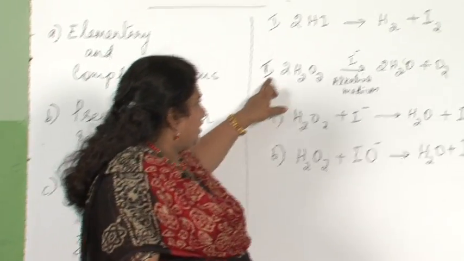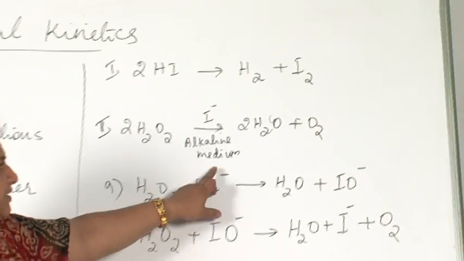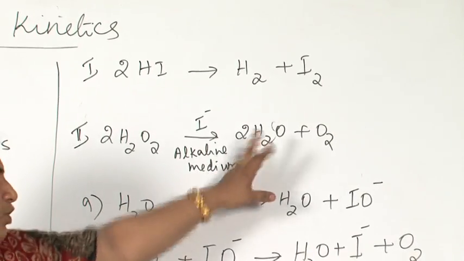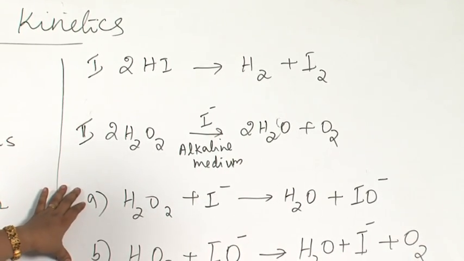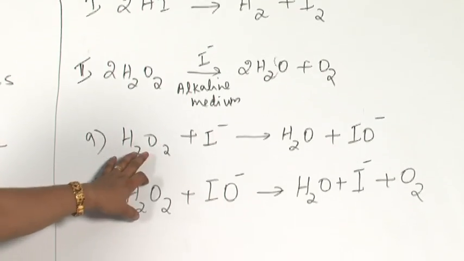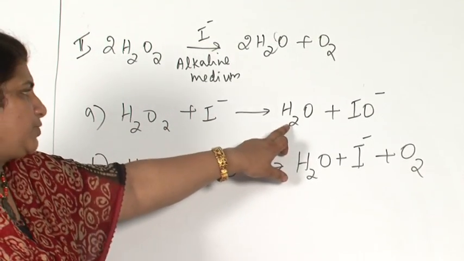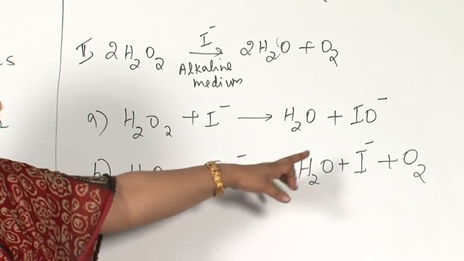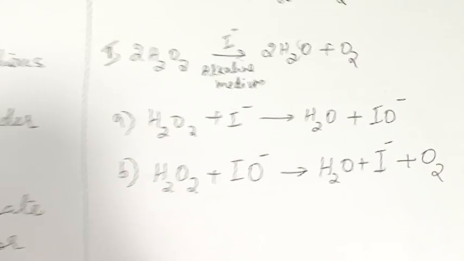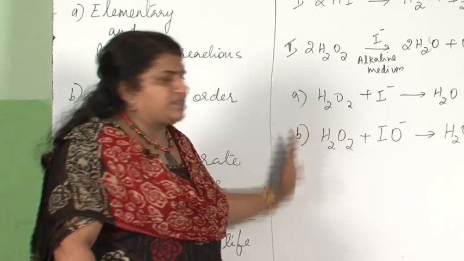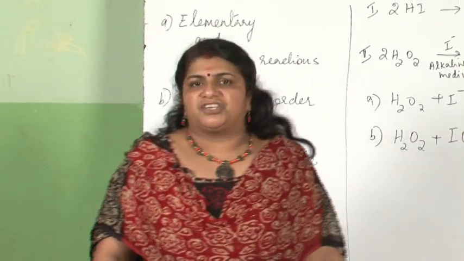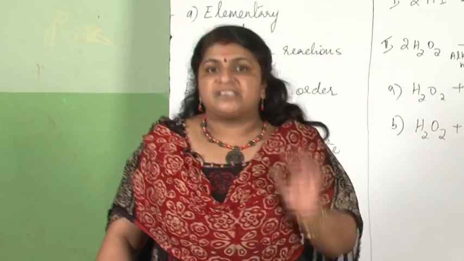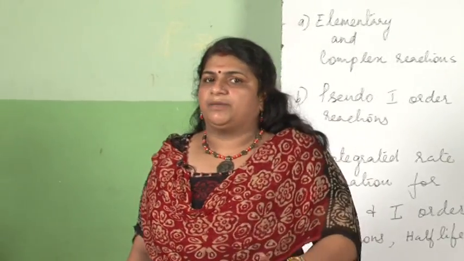The second reaction which I have written is hydrogen peroxide reacting with iodide in alkaline medium to produce water and oxygen. This takes place in 2 steps. In the first step, hydrogen peroxide reacts with I minus to produce H2O and IO minus ions, which further react to produce H2O, I minus and O2. So, this takes place in 2 different steps. This is a complex reaction: a chemical reaction which takes place in more than one step is called a complex reaction.